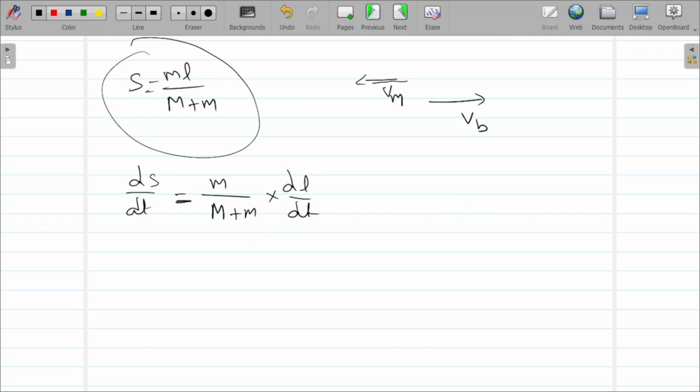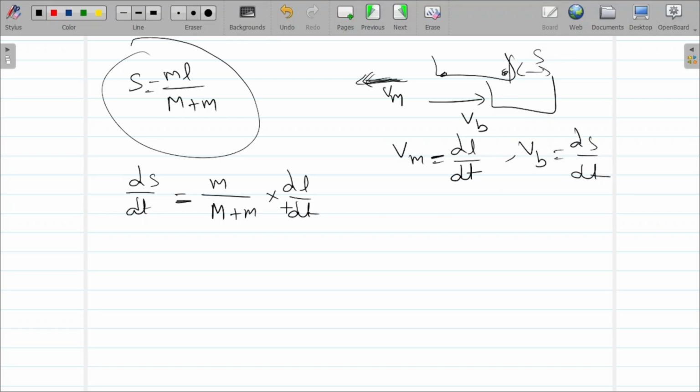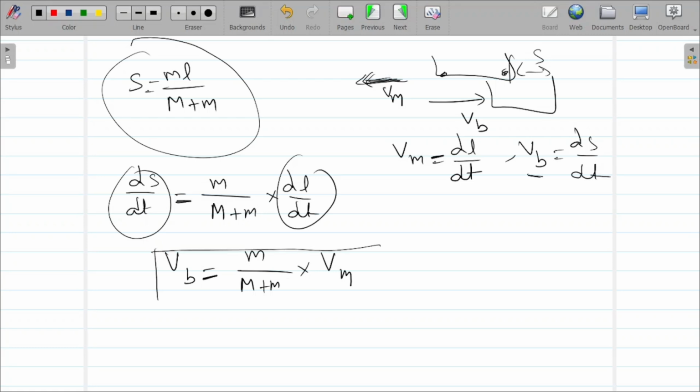Now a person is moving in the boat with a velocity vm, from one end of the boat to the other end. So the velocity of the man is dl by dt. And how much distance will the boat move? The boat moves from here to here, a distance of s. So the velocity of the boat is ds by dt. Velocity of the boat equals m by capital M plus small m into dl by dt, which is vm. So velocity of the boat equals mass of the man by total mass of the boat plus man, into the velocity of the man.